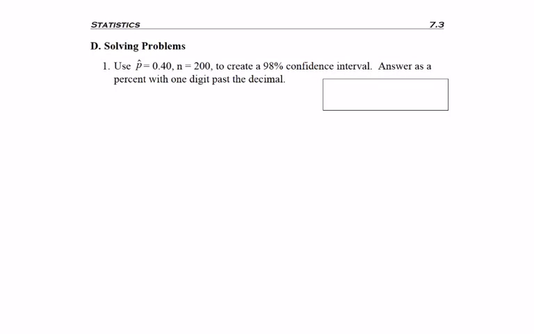Okay, so let's go ahead and solve our first problem. We're told to use a p-hat of 0.40, n is 200, and the directions say create a 98% confidence interval. Answer as a percent with one place to the right of the decimal. It doesn't tell us to create a confidence interval about a proportion, but since we have p-hat, that's kind of a giveaway. So we need to use the formula p-hat plus or minus the margin of error, which was z alpha over 2 times the square root of p-hat times q-hat divided by n. So let's find all the parts.